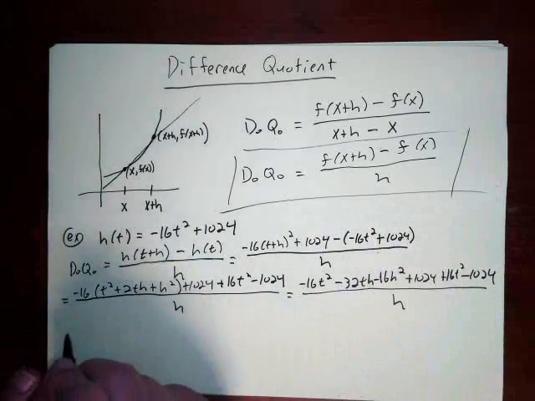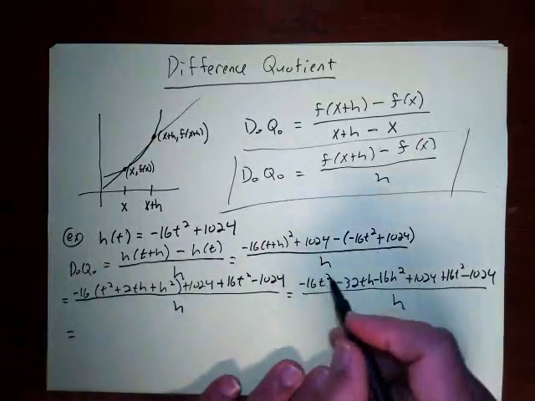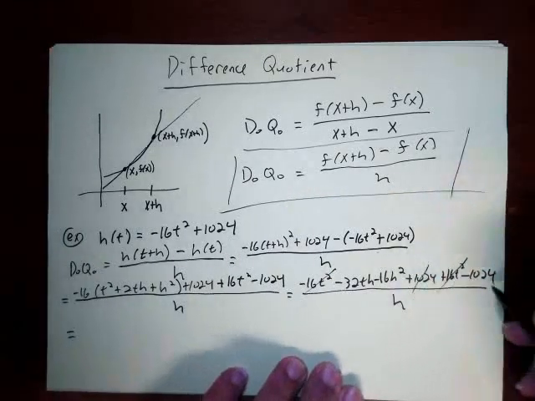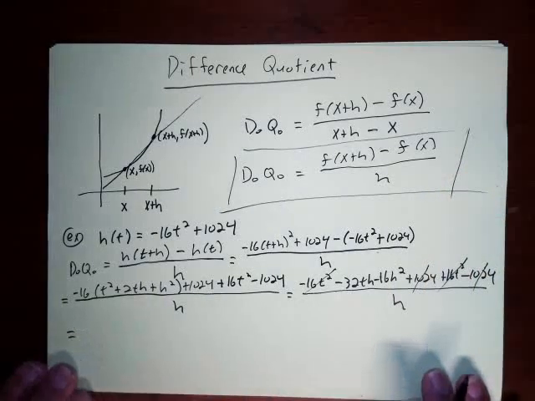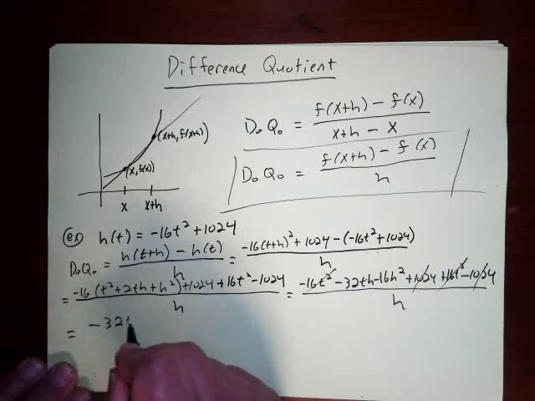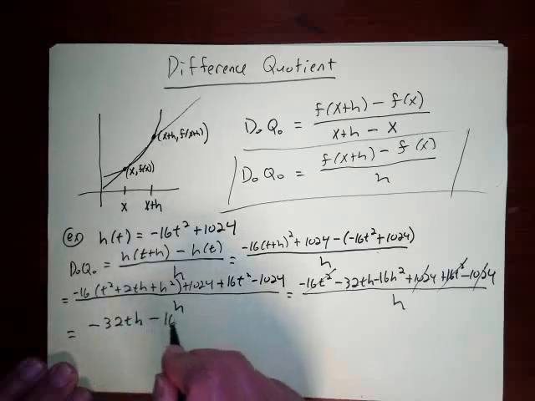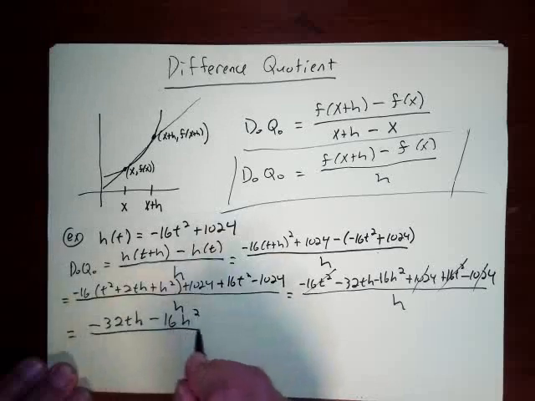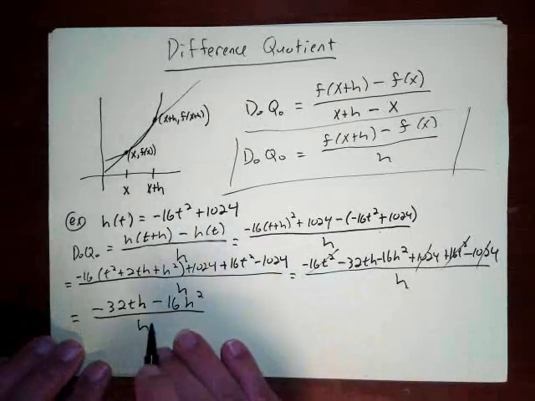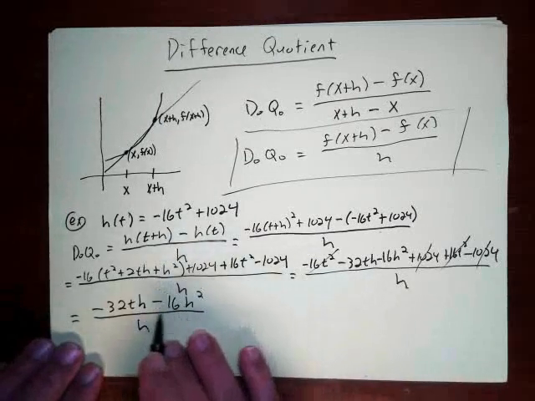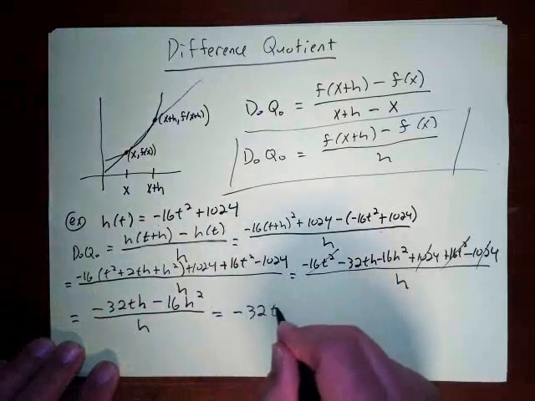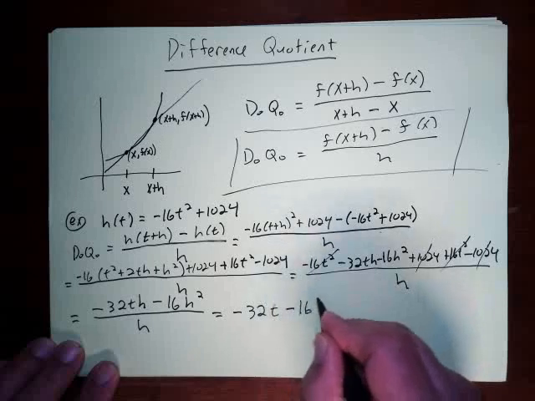And so now we're going to get a whole bunch that'll cancel out. The negative 16 t squared, positive 16 t squared, and then the 1024, negative 1024. And that leaves me with just this portion here. That's negative 32th minus 16h squared all over h. And what we find here is that you can factor the h out and cancel that out, and you're left with just negative 32t minus 16h.